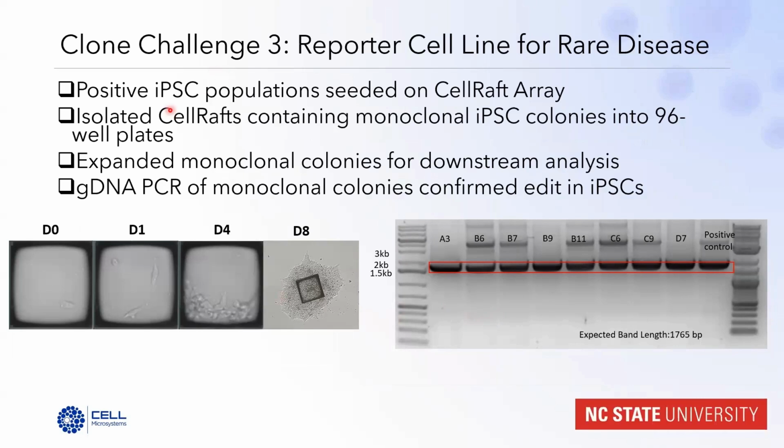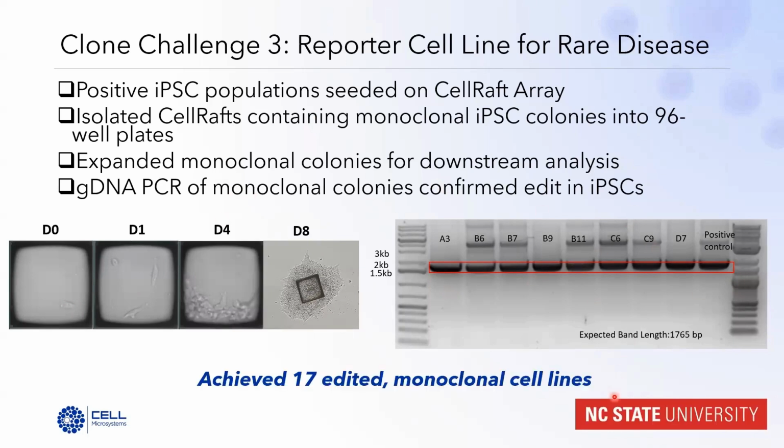So we took the pools, monoclonized them, and then isolated cell rafts containing monoclonal iPSCs into our downstream 96 well plates. As you can see in an example here on the left-hand side, here's a single iPSC that starts to divide and form a colony, and we see beautiful iPSC growth in only 8 days. After the clones were expanded, we were able to confirm their edits using genomic DNA PCR downstream, as you can see on the right-hand side.